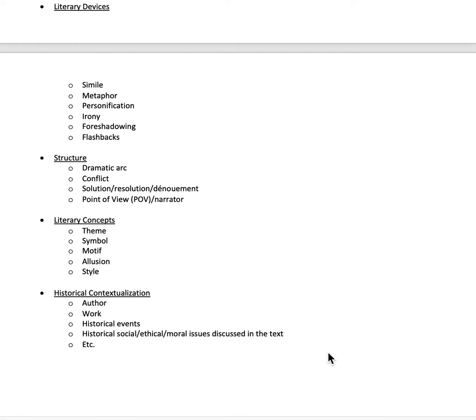And then lastly, like I said, secondarily, look at the historical context. So look at the biographical elements of the author. Look at the events that were surrounding the text. Look at the social, ethical, or moral issues that are being discussed, so on and so forth.